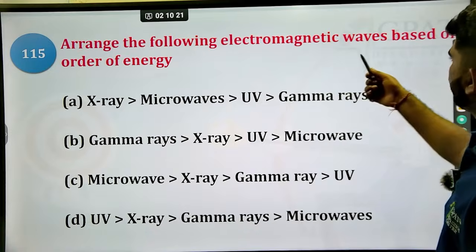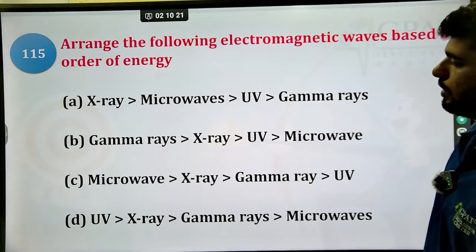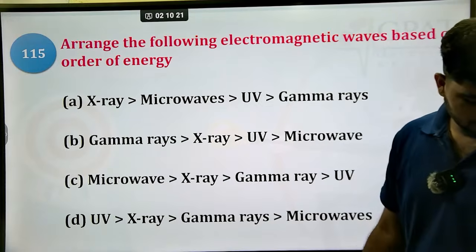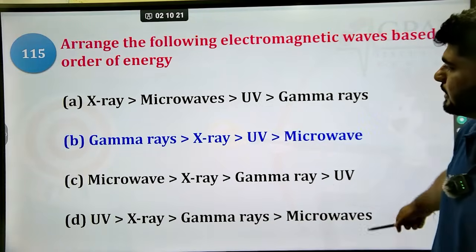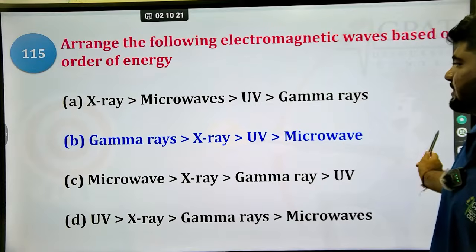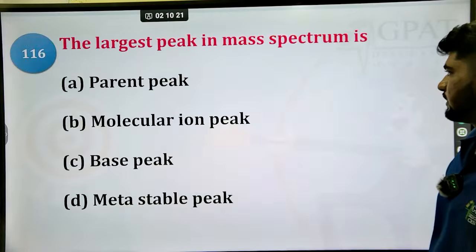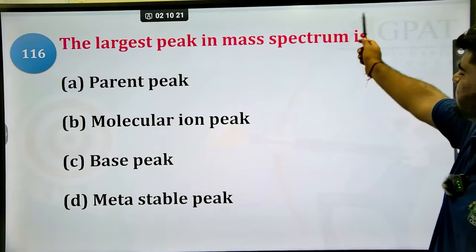Arrange the following electromagnetic waves based on their energy. Which has higher energy? Lesser the nanometer, greater the energy. So gamma rays is maximum. Gamma rays is maximum. Lesser the wavelength, greater the energy.